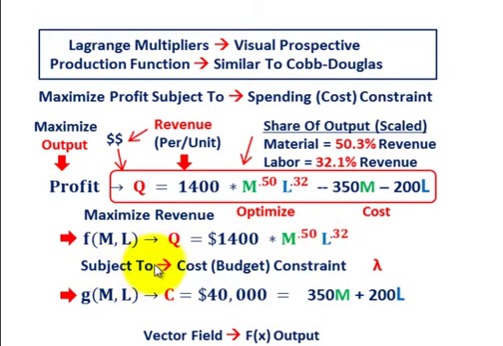But what we have to do is we're subject to a cost or a budget constraint. So the costs that we subtract from our revenue on a per unit basis also have a constraint on the budget. In this case, we're using G of M and L as our constraint function, and F in terms of material and labor is for our revenue portion, or output. Our cost constraint is $40,000. So we can only spend $40,000 based on our cost, $350 for material and $200 for labor on a per unit basis. So this is where that Lagrange multiplier is going to come into effect.